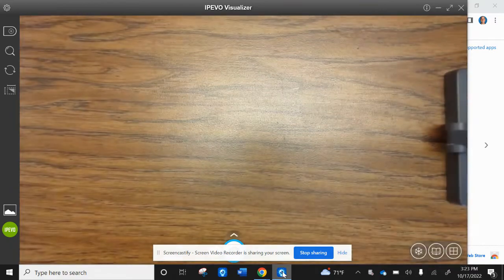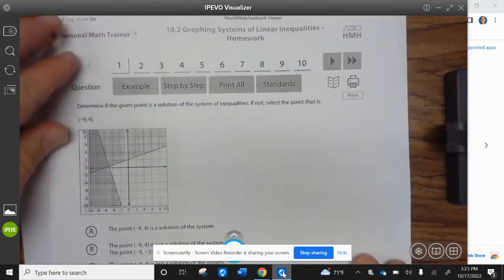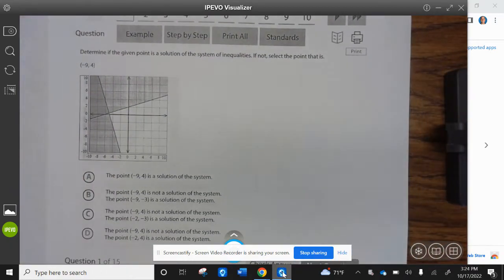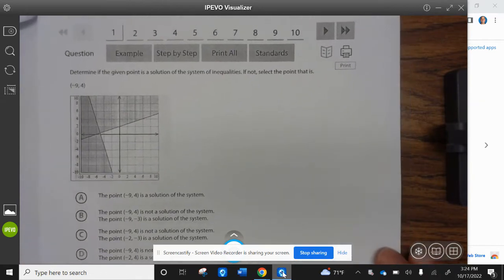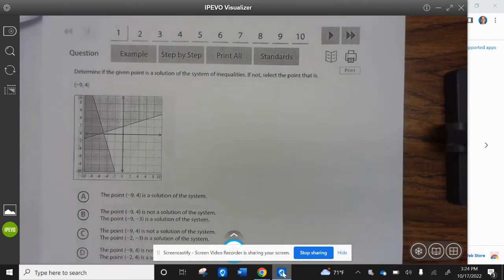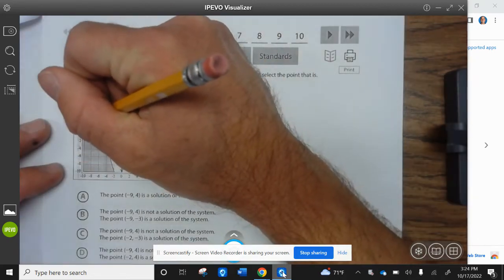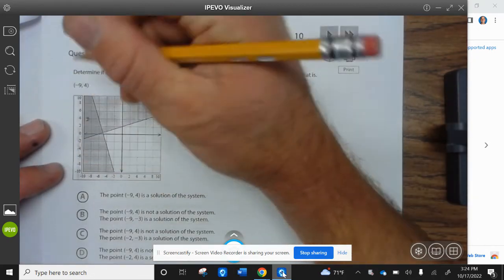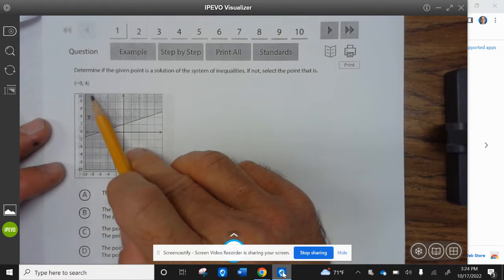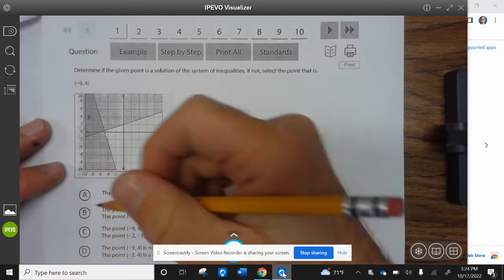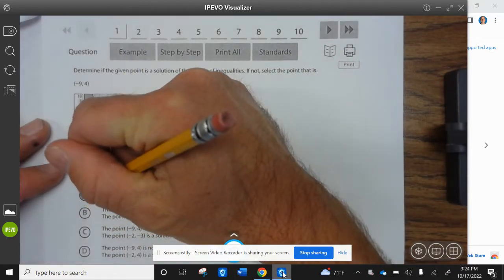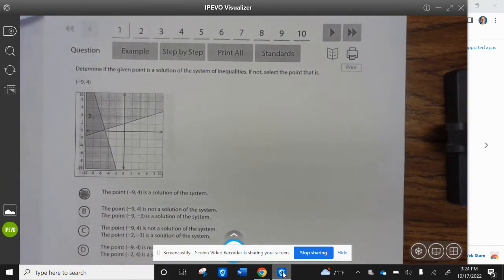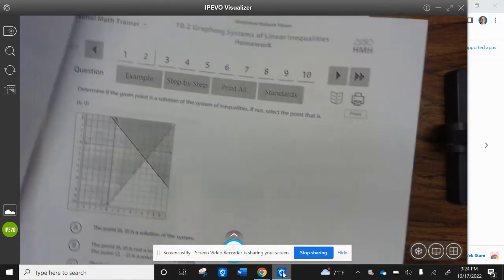All right, let's take a look at the first example. Determine if the given point is a solution of the system of inequalities. If not, select the point that is. Okay, so let's go ahead and graph negative 9, 4. So negative 9, 4 is right here. That point is in the dark shaded region, so that is a solution to the system.